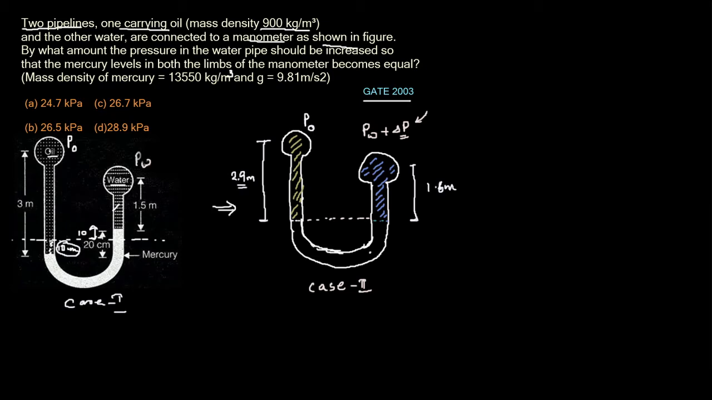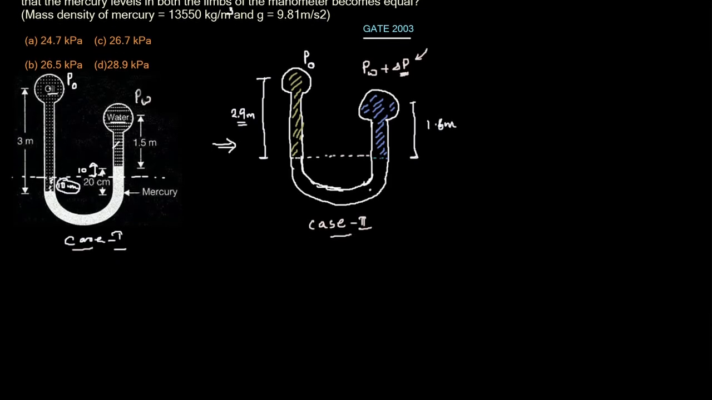So what we will do is formulate an equation connecting P0 and PW, and for case 2, PW plus delta P and P0. We will try to get delta P from those two equations. We will write an equation for case 1 and an equation for case 2. So let's scroll down a little bit so that we can write.